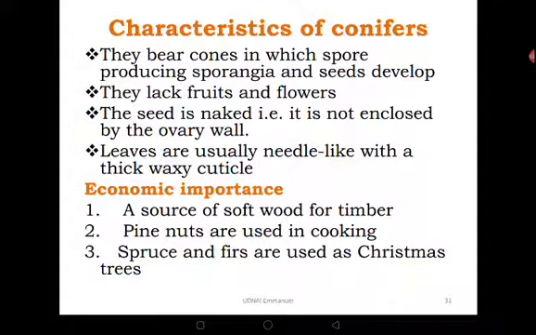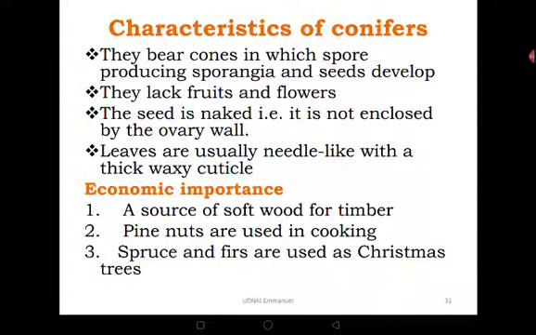Leaves are usually needle-like with a thick wax cuticle. So you have seen the pine leaves probably, or Christmas tree leaves. They are like needles. They are very small, thin. Yes. So what is the economic importance of members? These trees are planted, especially pine trees, popularly all over in planted forests as a source of softwood for timber. They use it as softwood for making paper, pulp, plywood, and so on, and furniture. And then the pine nuts are used for cooking.